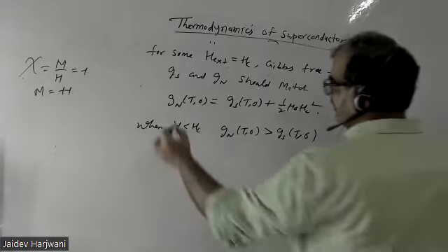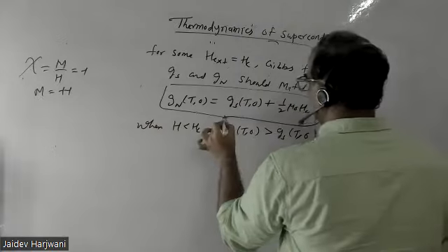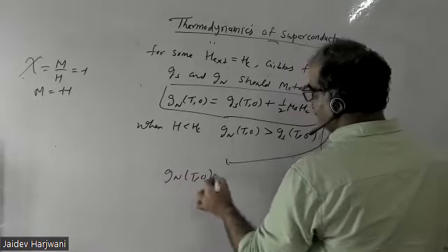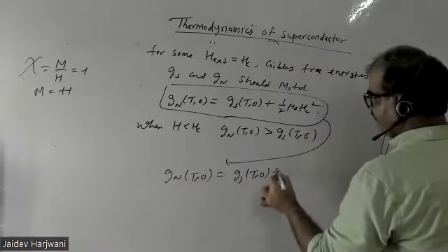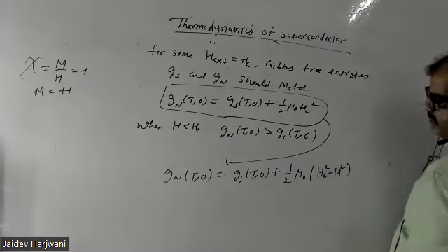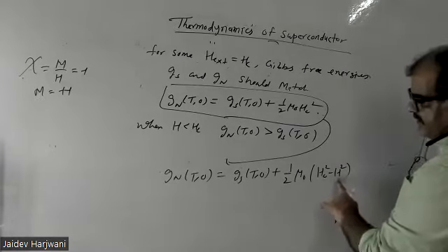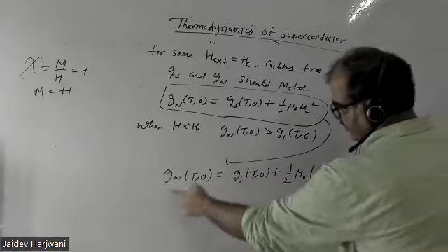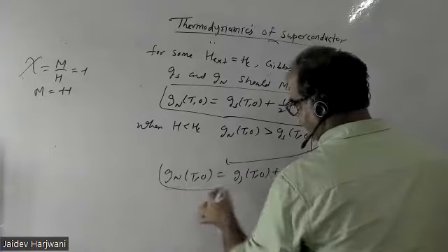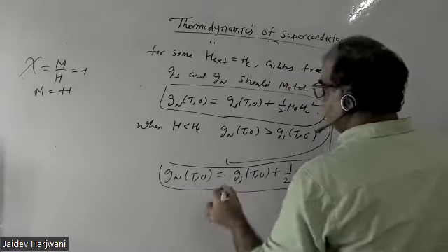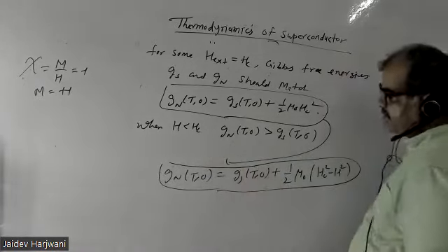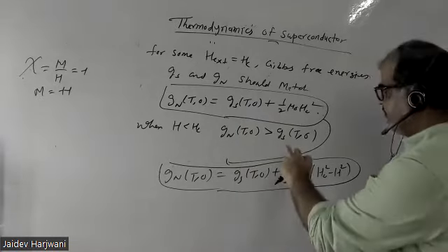By this equation, you can also write it like this: GN(T,0) equals GS(T,0) plus half mu naught (Hc square minus H square). When you put H equal to Hc, this term will become 0, and you have the Gibbs free energy of the normal state equal to the Gibbs free energy of the superconducting state. So when H is less than Hc, your normal state Gibbs energy is always greater than this energy.